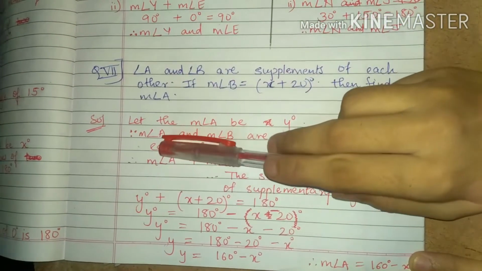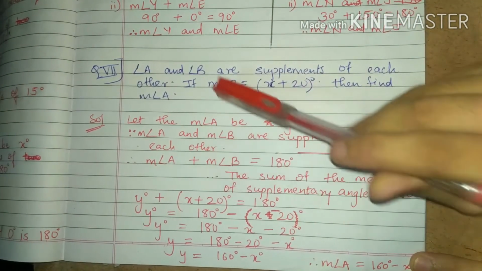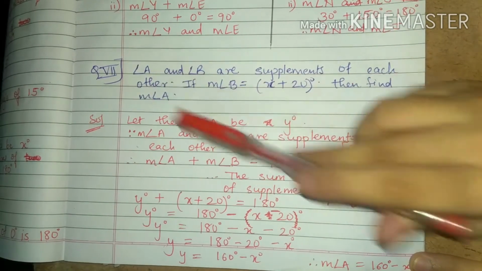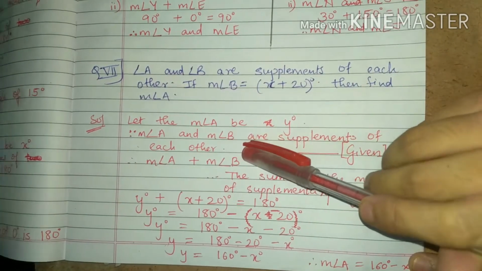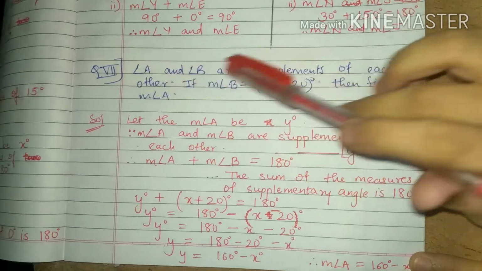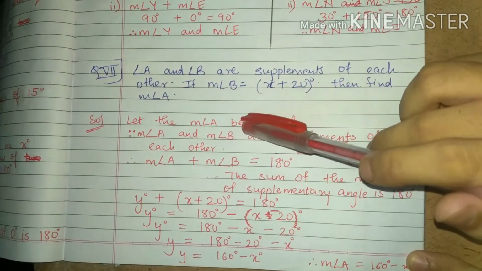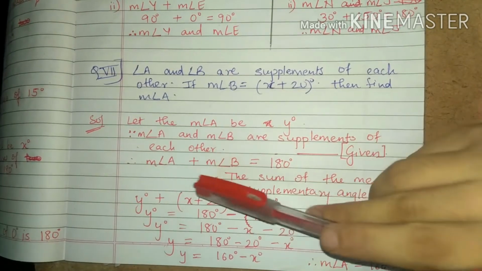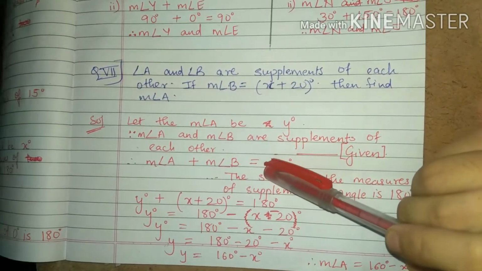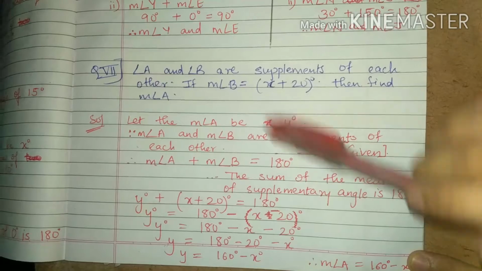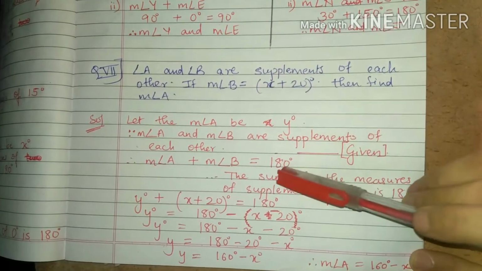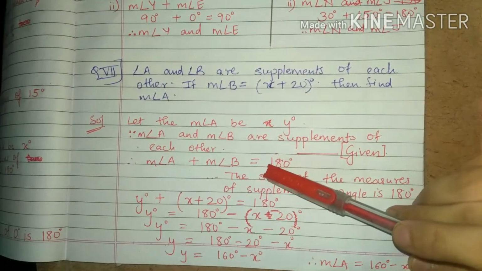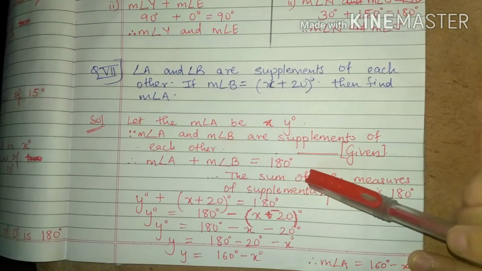Then what we know: measure angle A and measure angle B are supplementary to each other. Supplementary to each other means together they form supplementary angles. So measure angle A plus measure angle B equals 180. As they have told, they are supplementary to each other, therefore together they equal 180 degrees.